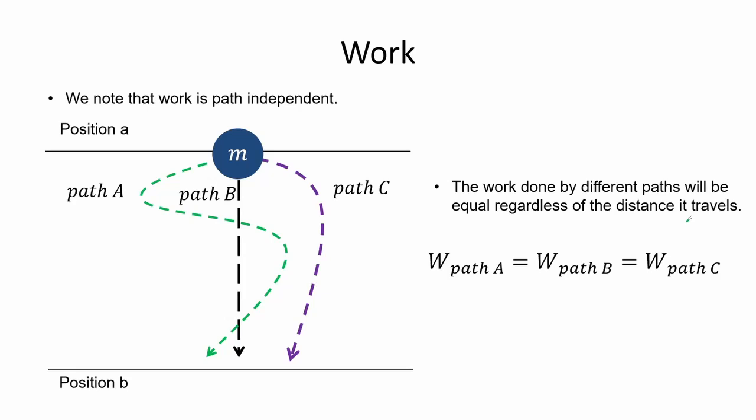We note that work is path independent. This means that the initial and final position is the only condition that matters. The work done by different paths will be equal regardless of the distance it travels, since it only needs the initial and final position of the mass. Similarly, the work done for electrical charges has the same property.